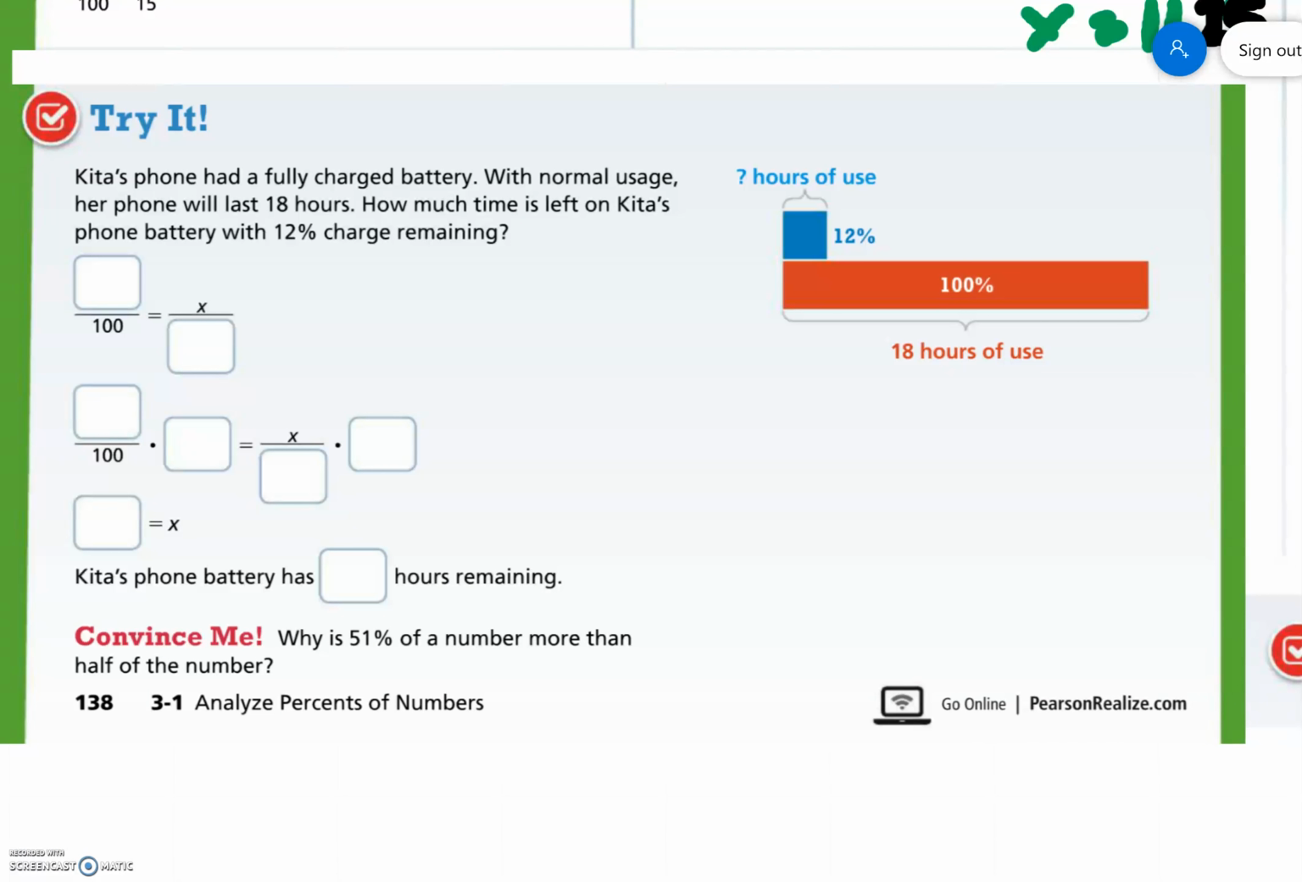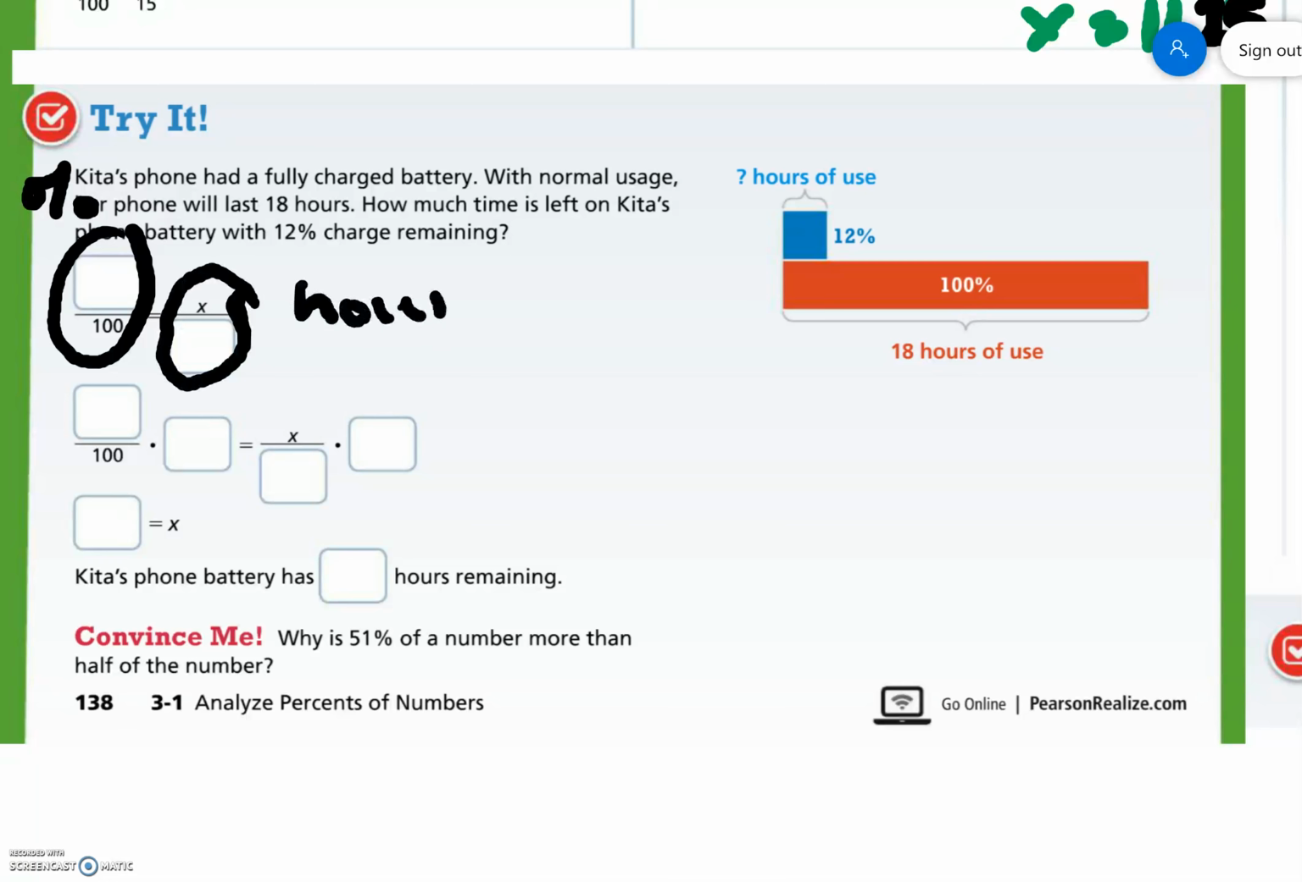Kita's phone had a fully charged battery. With normal usage, her phone will last 18 hours. How much time is left on Kita's phone battery with a 12% charge remaining? So this part is talking about our percentage, and this part is talking about the hours. So what number is going to go above the 100? 12. And what number is going to go below the x? What is our total amount of hours? 18. Remember, part over whole.